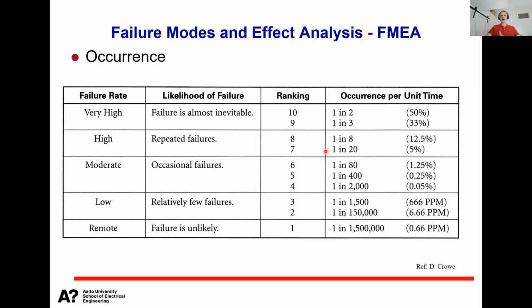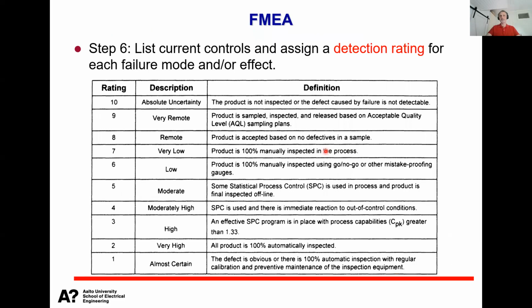So now we have two: the severity rating and the occurrence rating. And now we have one more, which is maybe even more difficult to assign in our case, because it's the detection rating. You can consider this detection from two different viewpoints. First of all, detection means how easy it is to detect the potential problem beforehand.